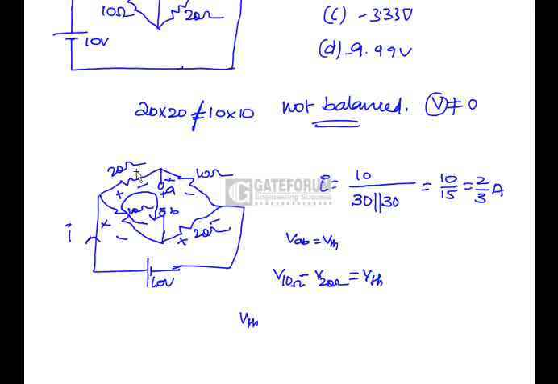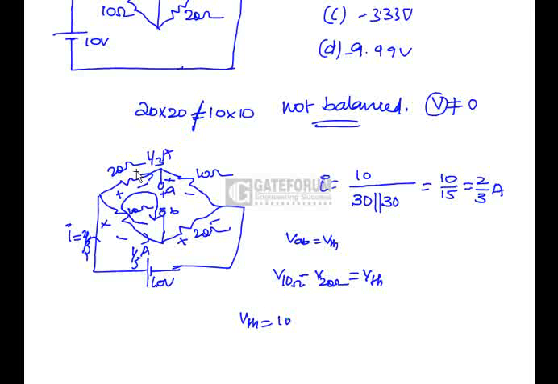Now what is VTH here? V across 10 ohms. Since this is 2 by 3 amperes, the current flowing through this 10 ohms is 1 by 3, and in this one is 1 by 3 amperes. Now what is the voltage across this 10 ohms?